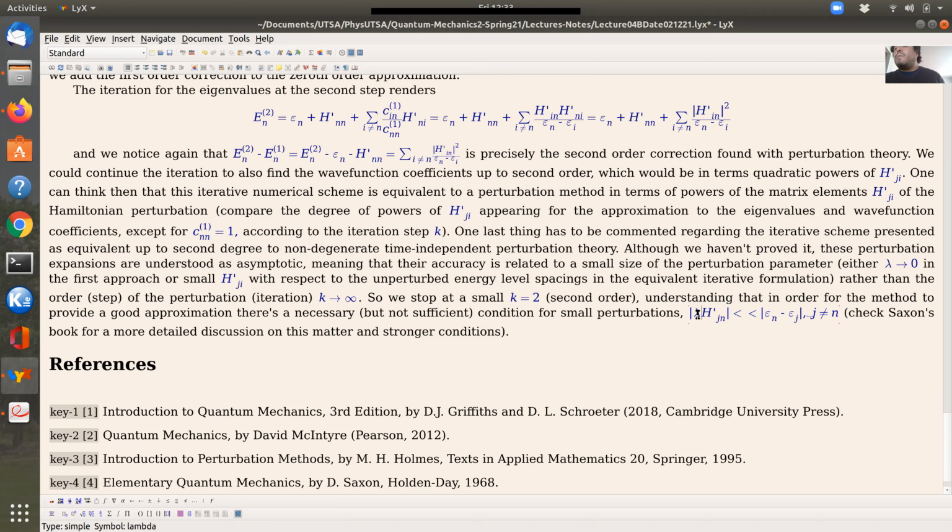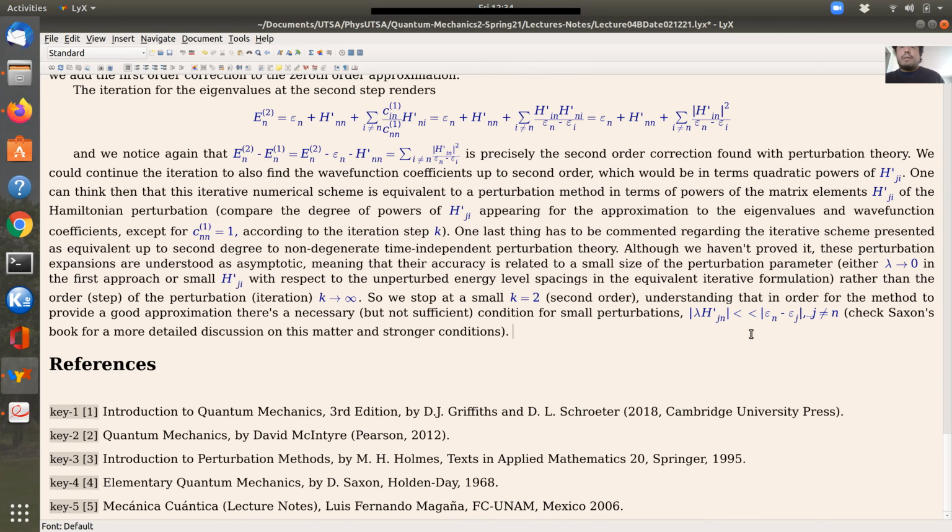In the case that you enforce lambda equal to 1, as we did in the first presentation at the very end of perturbation theory, then just keep in mind that perturbation theory will give good results provided this h prime j n is small enough compared to the energy differences.